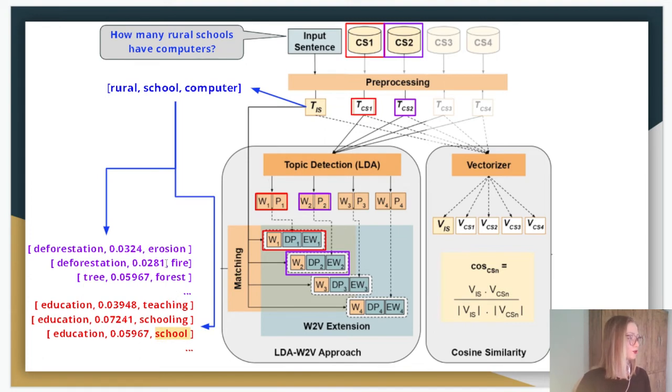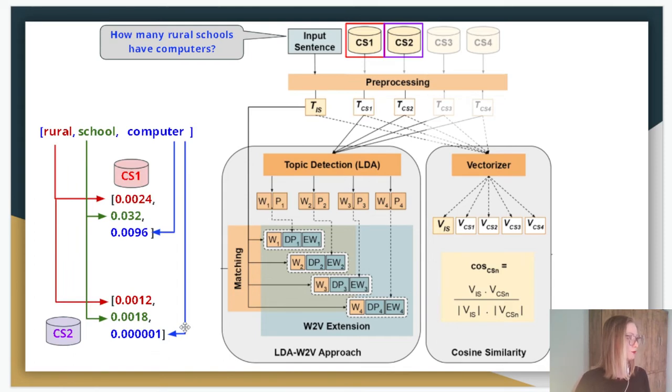After extracting the triples for each candidate source, we try to match them with the input sentence. Specifically, we try to find each input sentence token in these triples. We try to find rural, school, computer, in all triples from all candidate sources. And when we find one or more words, like here, we have school, we start calculating probabilities for each source.